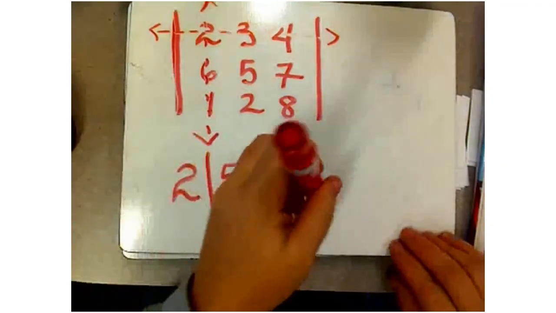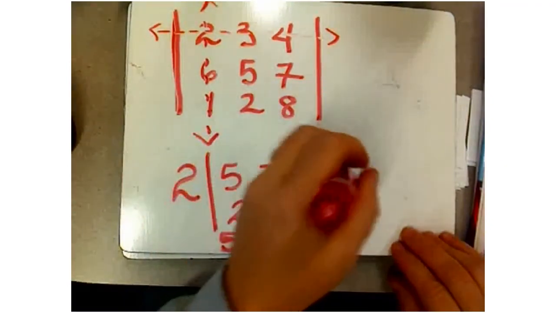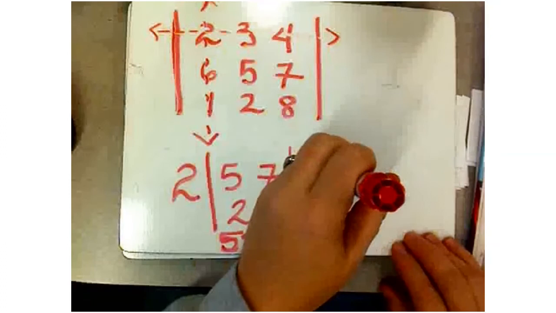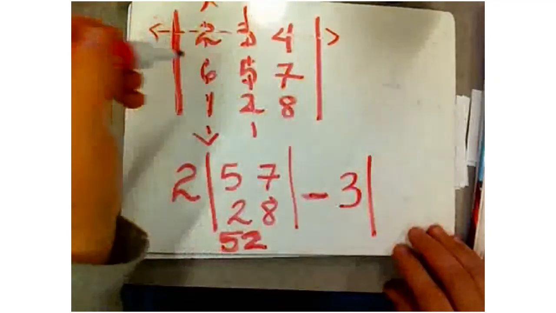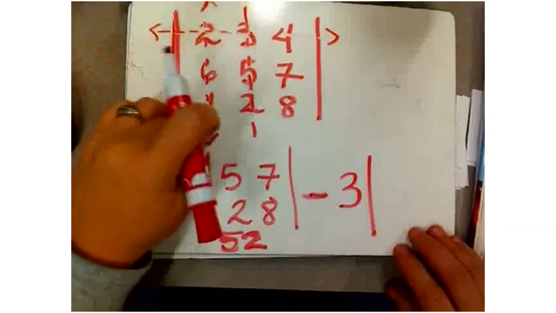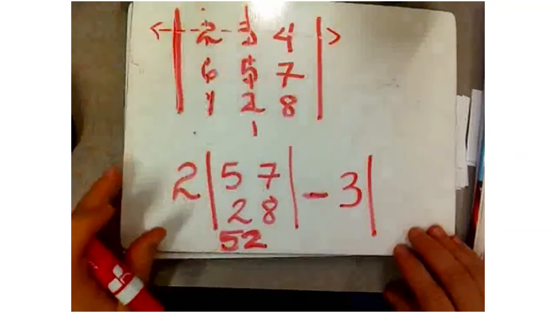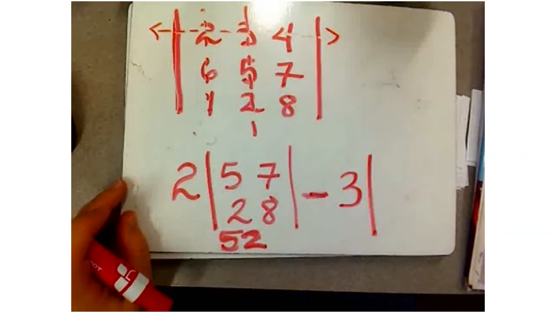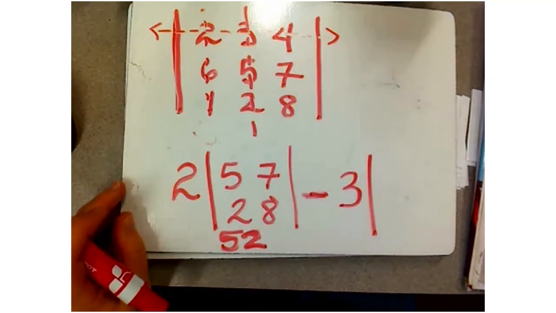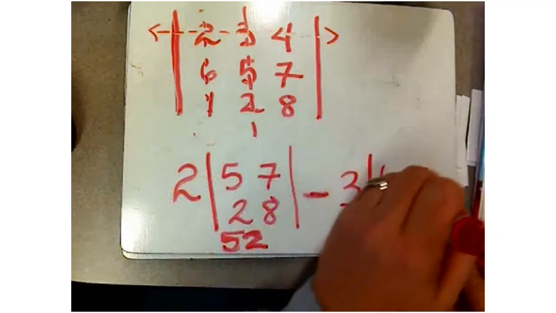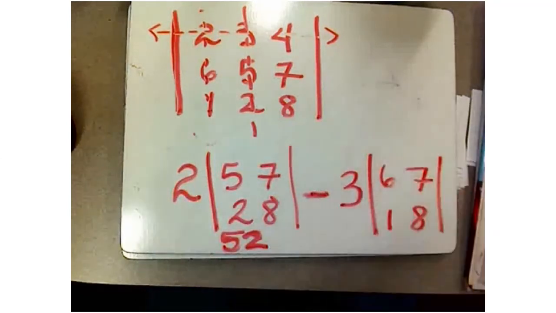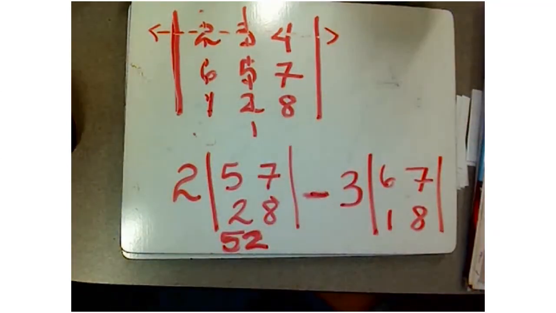Okay, we're going to minus, aren't we, our next one? What's our next element, our B1? The B1 is 3. All right, so 3 times the determinant of its minor. What's its minor? Good job, Angelica. 6, 7, and 1, 8.